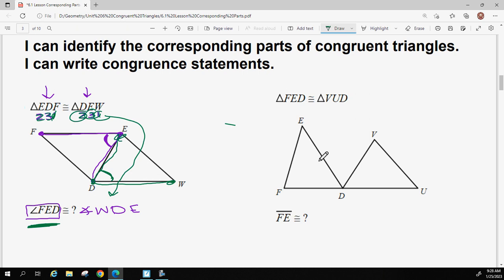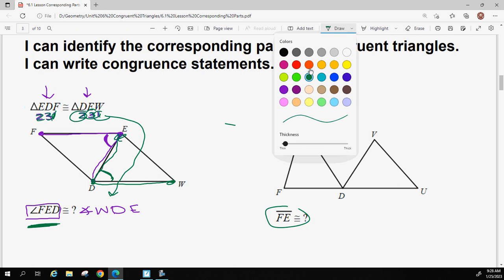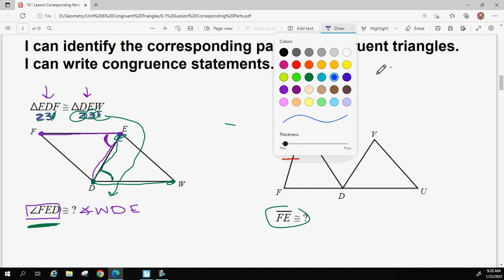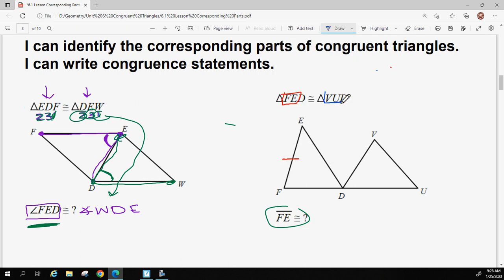In these triangles, I want to find the match for FE. Which side in my other triangle corresponds to FE? So I can go and look at the triangle that has FE in it. That's my first and second letter, and there's FE right there. So I'm going to go look at the first and second letter of my next triangle. That is V and U. So I'm going to go find VU. I'll put a mark there.